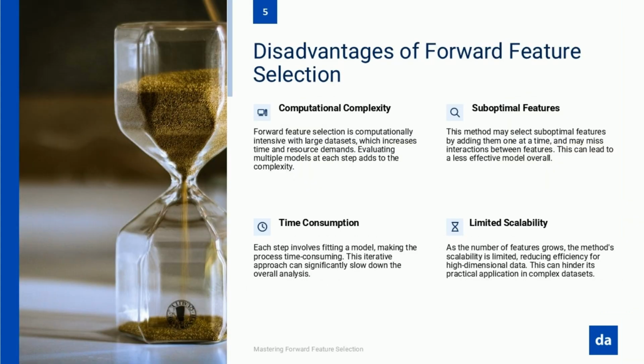Forward feature selection might sound like the holy grail of model optimization, but let's not get ahead of ourselves, because just like eating too much cake, there is a downside. And if you're not careful, this method can turn from a performance booster into a slow, computationally expensive nightmare. So, before you go all in, let's talk about the not so fun parts of forward feature selection. First, let's talk about the brutal amount of computation. Every time you add a feature, the model needs to be trained and evaluated again. And again, and again.